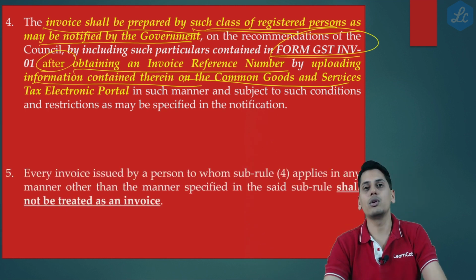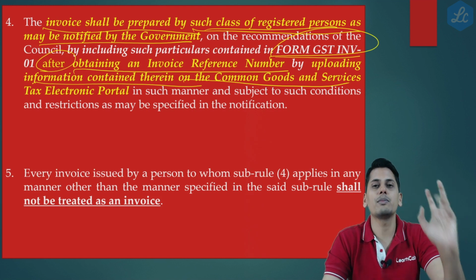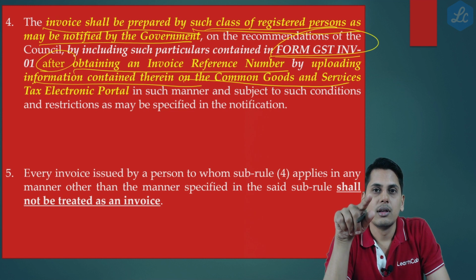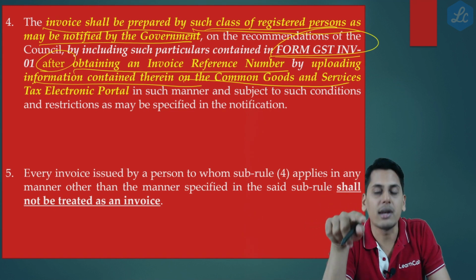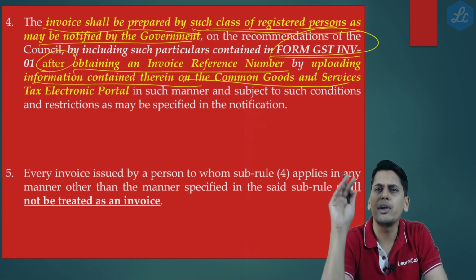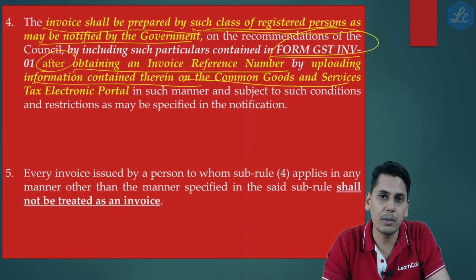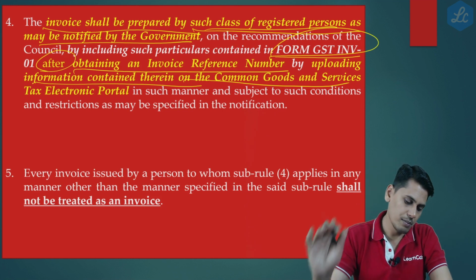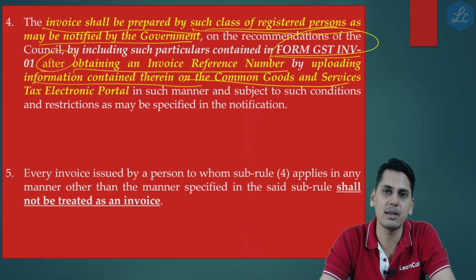Now friends, what if you don't do that? You are a registered person who is notified for the purpose of 48 sub rule 4. Your invoice should be prepared only after obtaining an invoice reference number from the common portal, but you fail to do so. You did not obtain an invoice reference number from the common portal. You prepare an invoice and give it to your recipient. Please read 48 sub rule 5. What are the consequences of not following 48 sub rule 4?